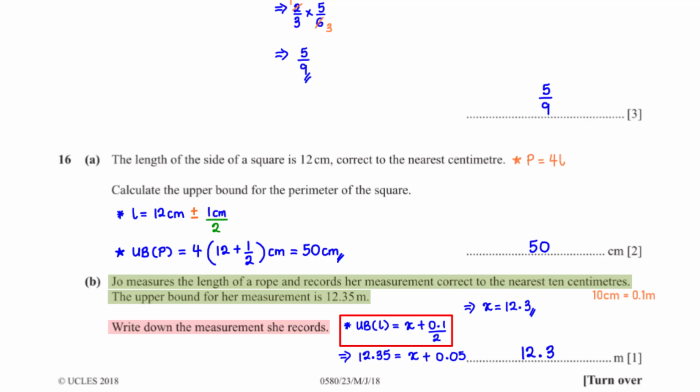We've been given the upper bound of the measurement to be 12.35 meters. 0.1 meters divided by 2 is 0.05 meters. When we subtract 0.05 from both sides, we get x equals 12.3 meters.